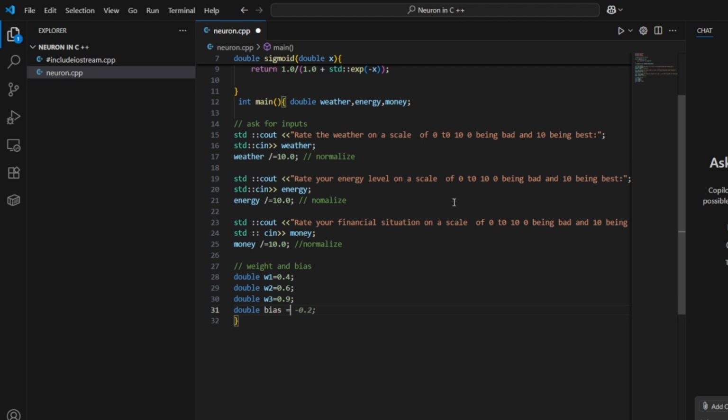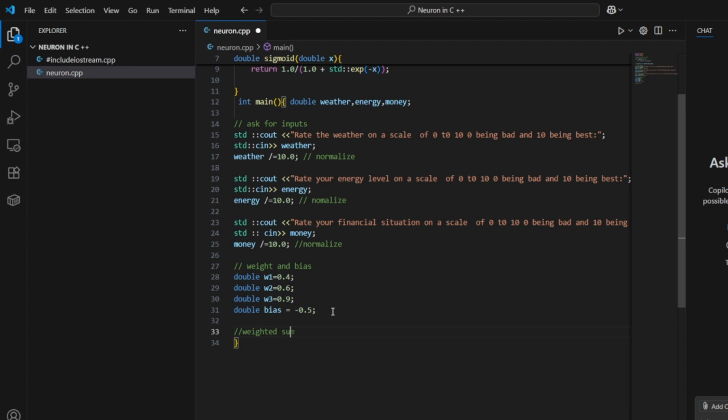We also have a bias, which is a kind of baseline adjustment. Bias helps the neuron to make decisions even when all inputs are 0. You can think of it as your natural inclination. If bias is negative, it leans towards staying home. If bias is positive, it leans towards going out.